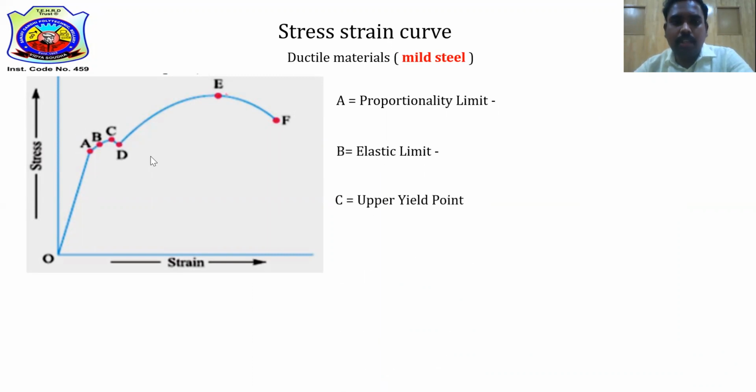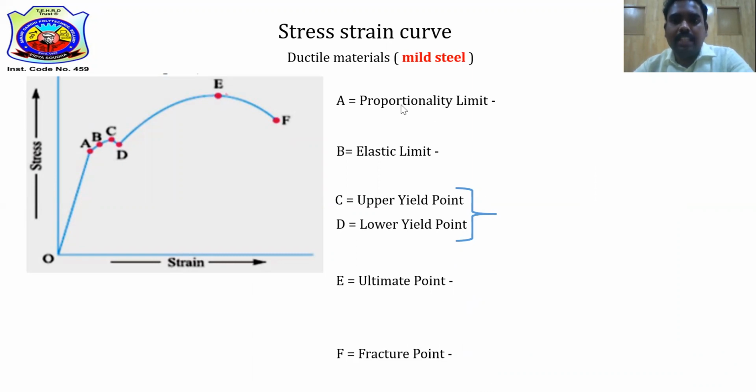C is the upper yield point. D is the lower yield point. Together we call it yielding. And E is nothing but the ultimate point. F is nothing but the fracture point. First, let us understand what actually the proportionality limit is.